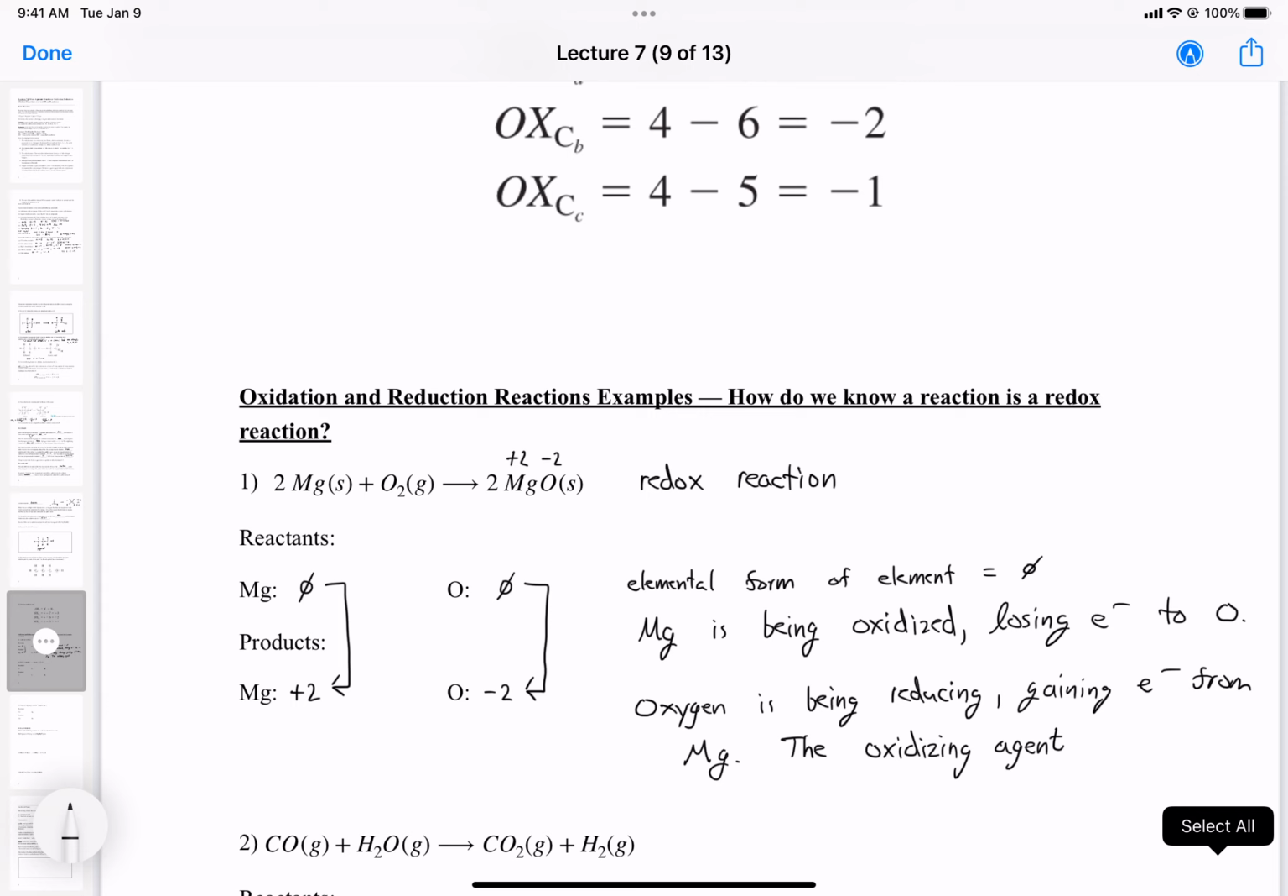Okay, and the oxidizing agent is another term for the species that causes oxidation in another species.